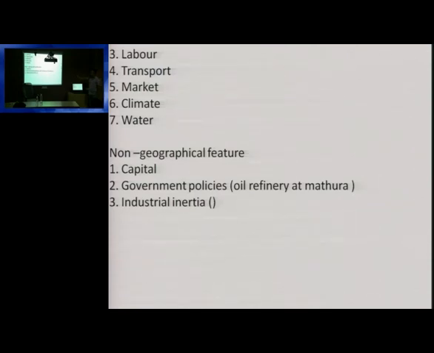Non-geographical factors. Okay, the oil refinery in Mathura, although there are no oil reserves there, what is the reason? You will just know that. Industrial inertia, do you know this term? Do I need to explain this?